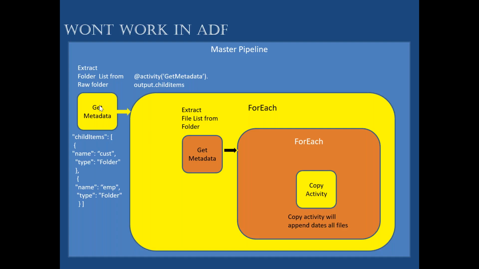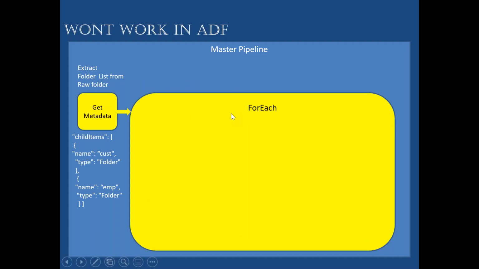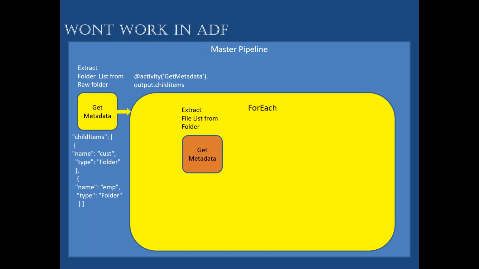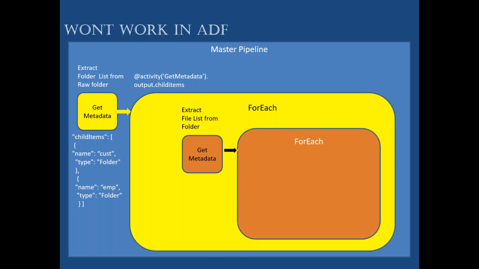Then I am passing those folder names to the ForEach activity. What is this ForEach going to do? This ForEach will take all these folders and give them one by one to the inner activity. Inside, again, I'll take the cust folder and the list of files. That list of files I'll pass to the ForEach. ForEach takes one file at a time and gives it to the copy activity. This copy activity is going to copy file by file. Clear? Any questions?